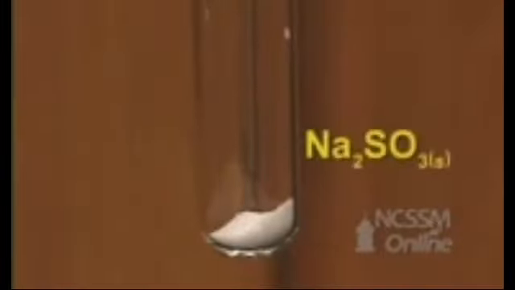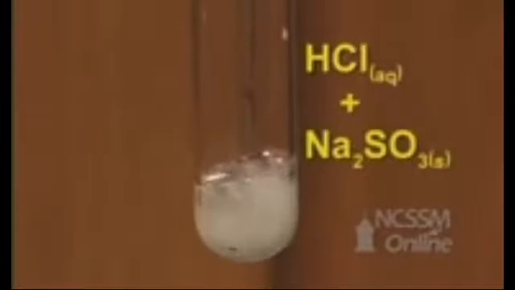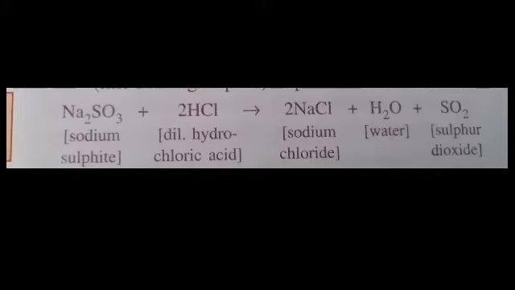Dear children, we can take sodium sulfite in a test tube and treat it with dilute hydrochloric acid. Here some bubbles are formed, that is the release of sulfur dioxide. How can we identify that sulfur dioxide is released? A suffocating odor is formed. That suffocating smell is the release of sulfur dioxide. Which gas is released? Sulfur dioxide.